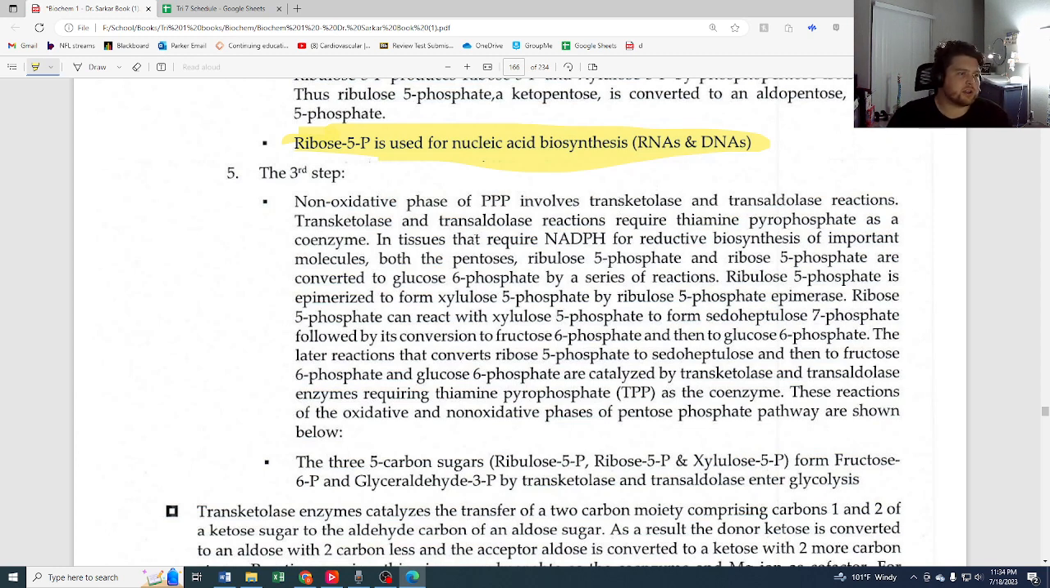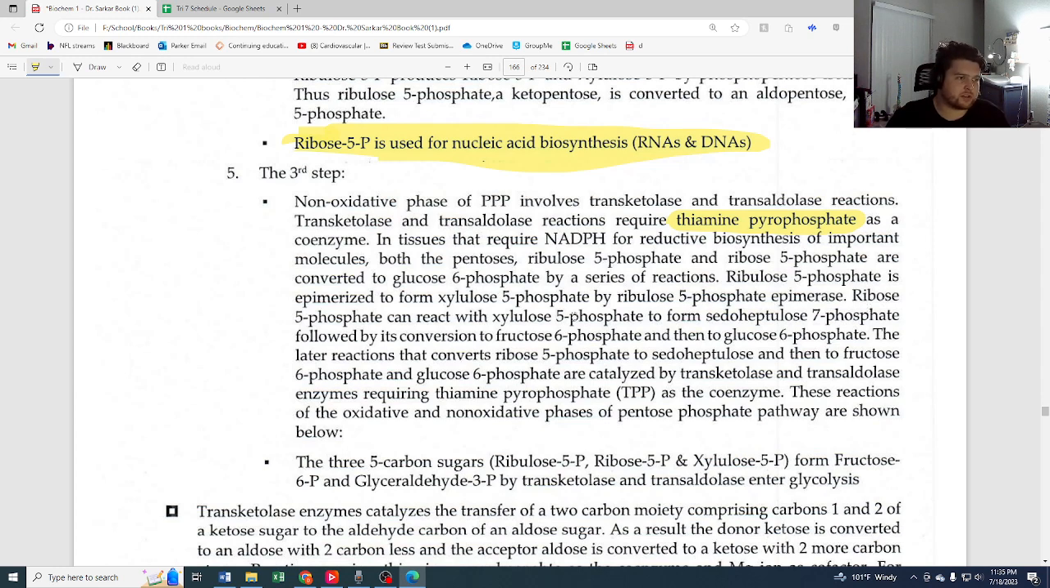The transketolase and the transaldolase reactions require thiamine pyrophosphate. Remember that we've seen that before. It's our TPP as a coenzyme. In tissues that require NADPH for reductive biosynthesis of important molecules, both the pentoses, ribulose 5-phosphate and ribose 5-phosphate, are converted to glucose 6-phosphate by a series of reactions. Ribulose 5-phosphate is epimerized to form xylulose 5-phosphate by ribulose 5-phosphate epimerase.